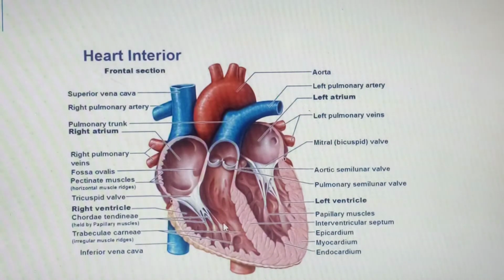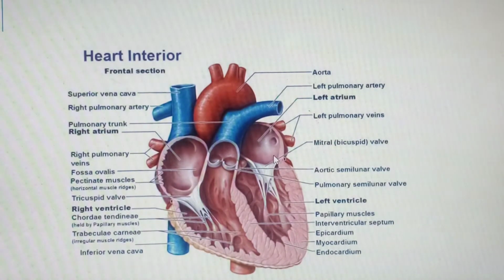Now, anytime you hear the word pulmonary, it has to do with the lungs, and pulmonary circulation begins from the right ventricle. The right ventricle, carrying deoxygenated blood, pumps it into what we call the pulmonary trunk via the pulmonary semilunar valve, and then it bifurcates into the left and right pulmonary arteries, and then into the lungs for oxygenation. From the lungs, this oxygen-rich blood gets into the left atrium via the pulmonary veins. And that is what we call pulmonary circulation.